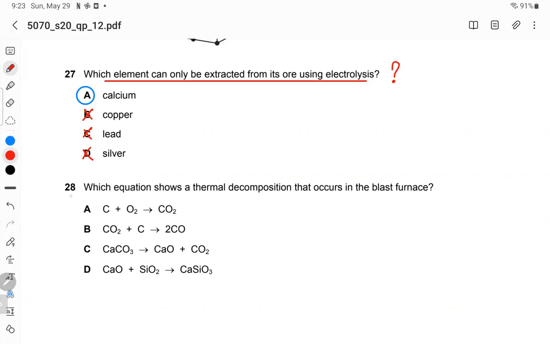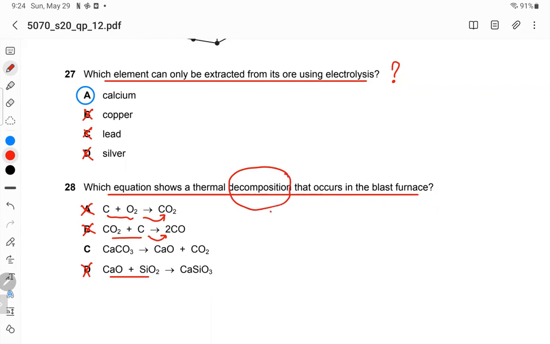Okay, question number 28. Which equation shows a thermal decomposition that occurs in the blast furnace? If you see, there are two substances adding and giving one substance, so you can easily mark A and B wrong. Sir, C. Yes, it's C, and we can also mark D wrong because it is a neutralization. Decomposition refers to breakdown, and we have only one equation in which we observe a breakdown, where one substance is broken down into two. So C is our correct answer.